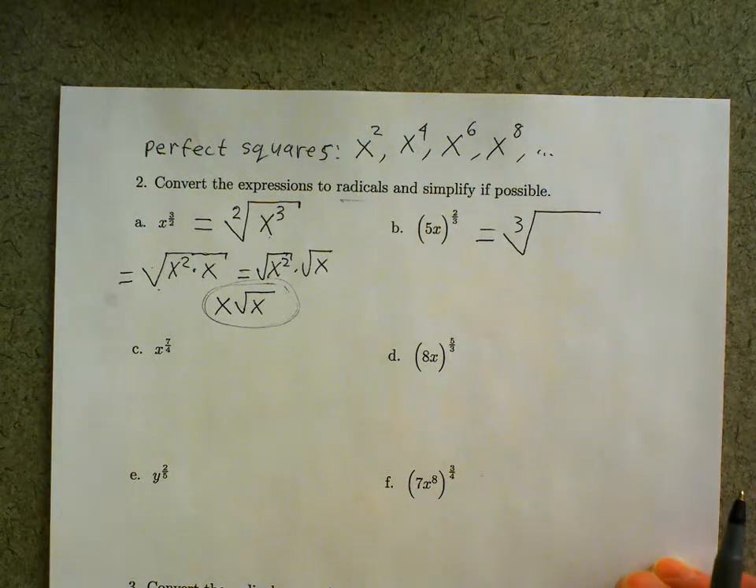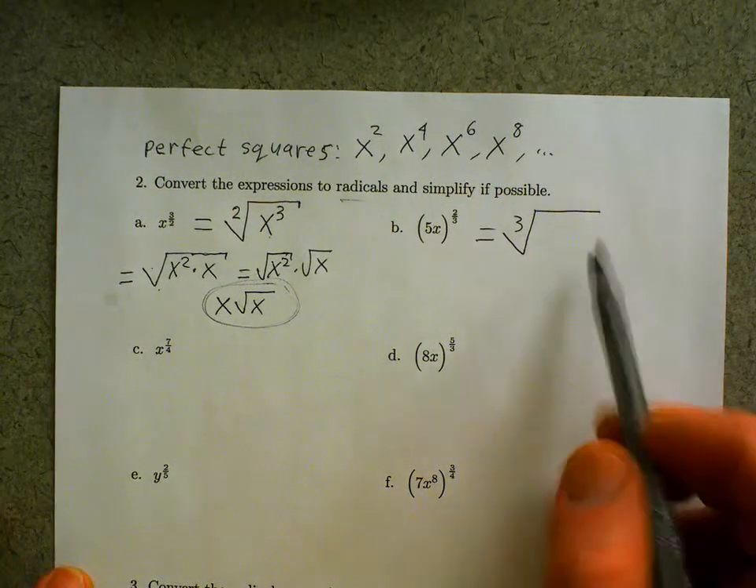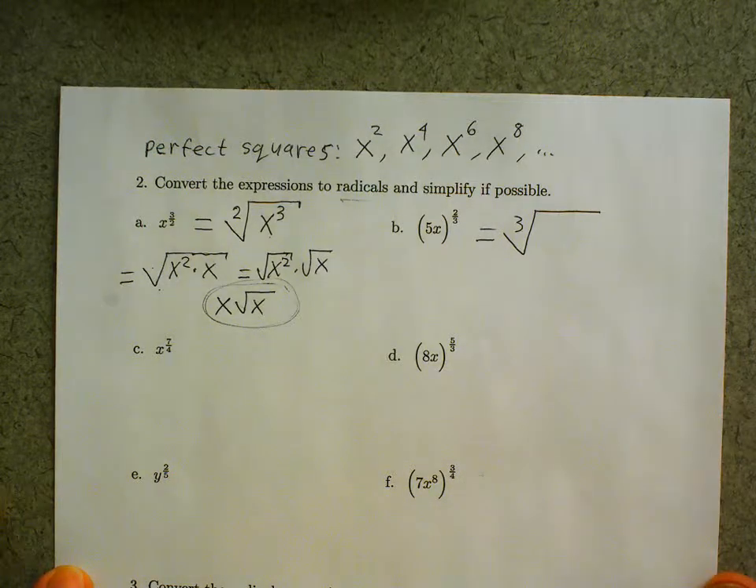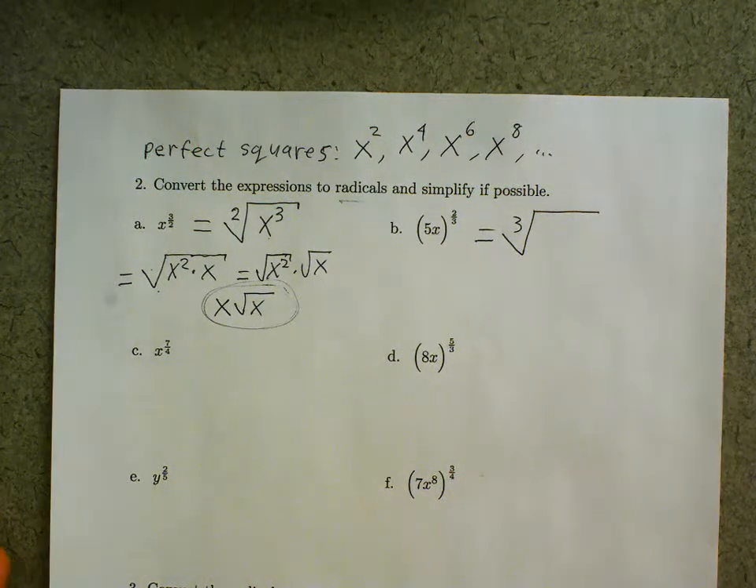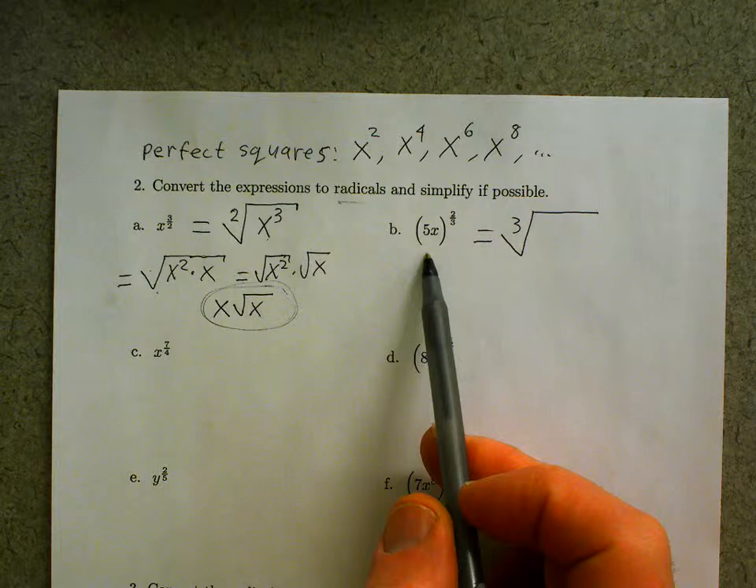And we want to make sure that we're careful about what we put on the inside of the radical. So what do we put on the inside of the radical? 5 to the second, x to the second. Yes, 5 to the 2nd times x to the 2nd. And then 5 to the 2nd can be simplified to 25.